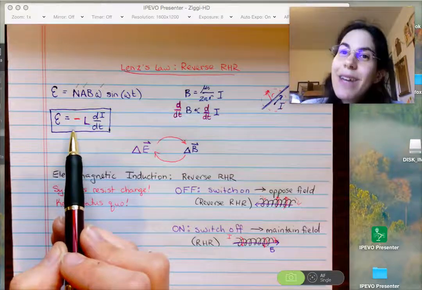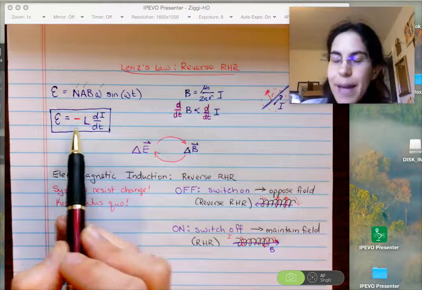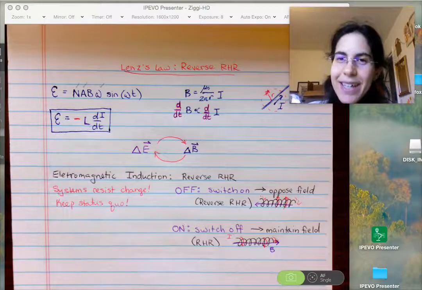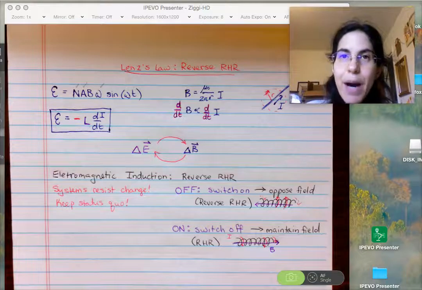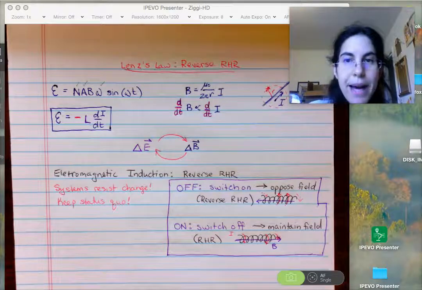Well, it looks like the 9 volts can continue unimpeded now. Something that depends on the change of a change. Smells like calculus to me. Let's model the solution and see what it looks like. Lenz's law and the reverse right-hand rule in your notes.